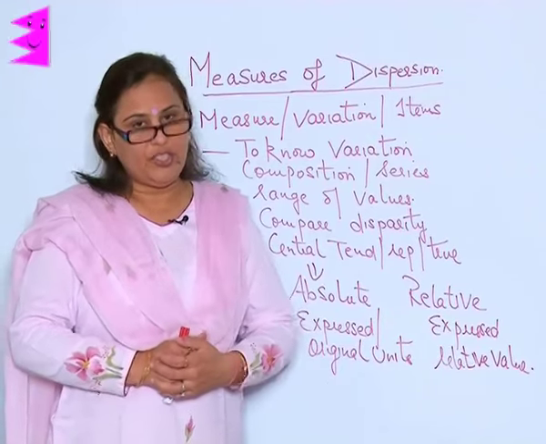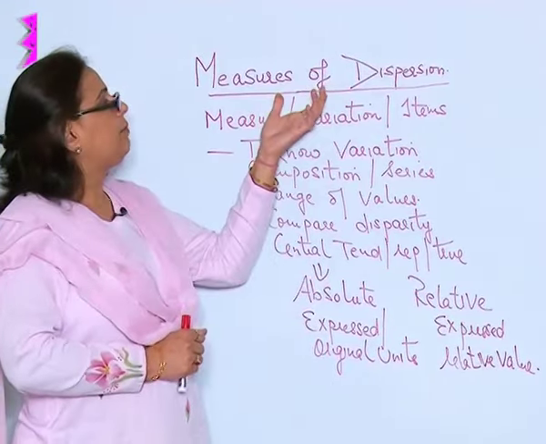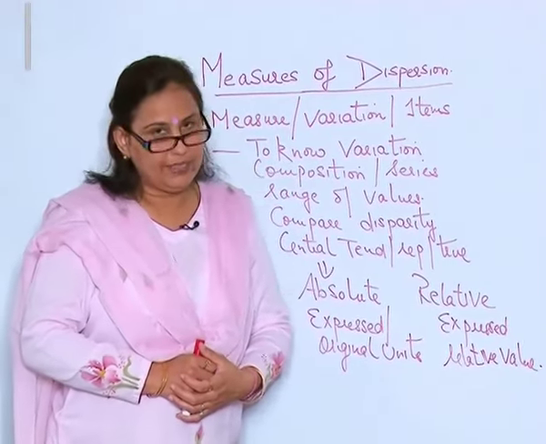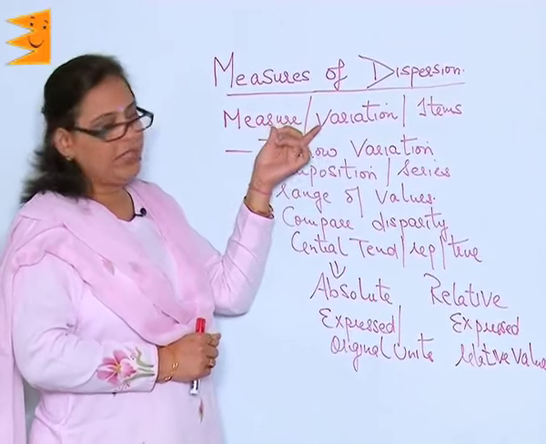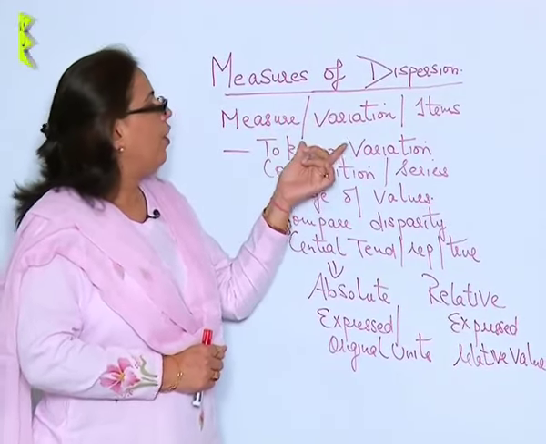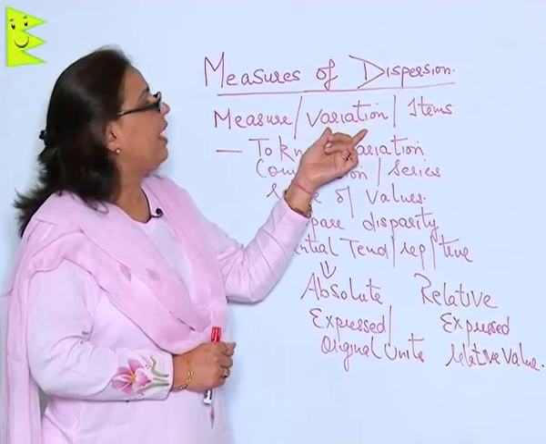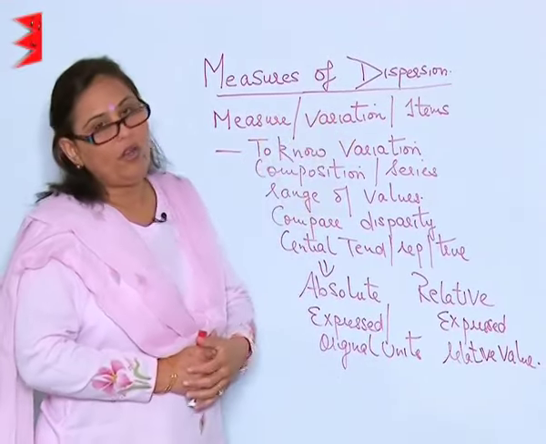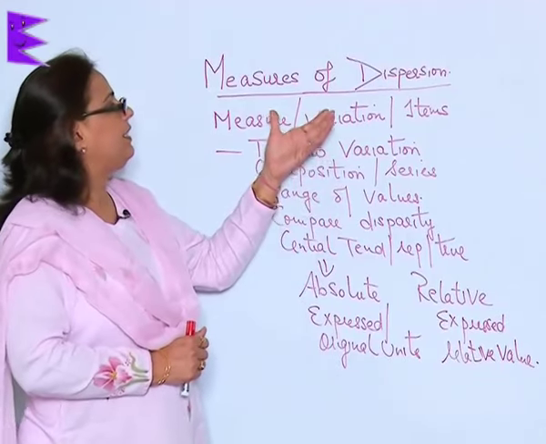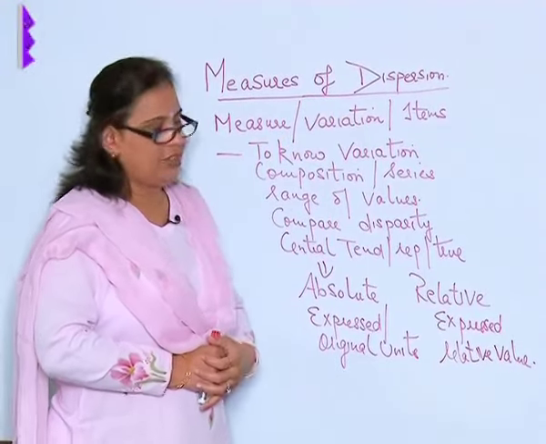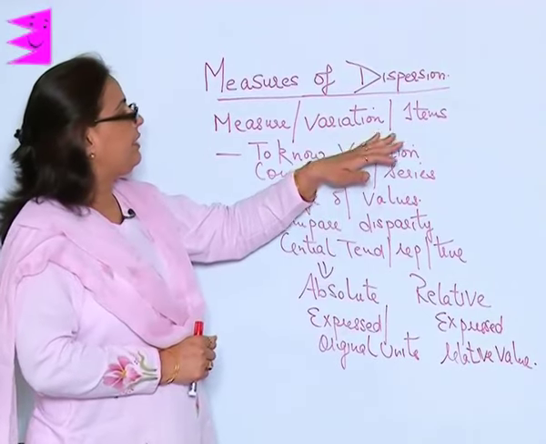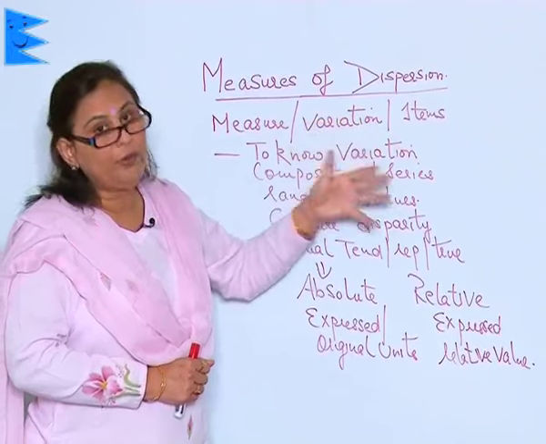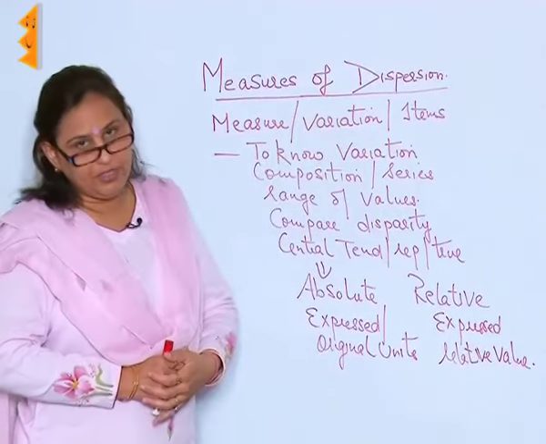Now the first question is: what is measure of dispersion? The simple answer is that a measure of dispersion is a measure of variation of items, that is, measuring the variation of items is called the measure of dispersion. And why should we have the measures of dispersion? What is its importance?